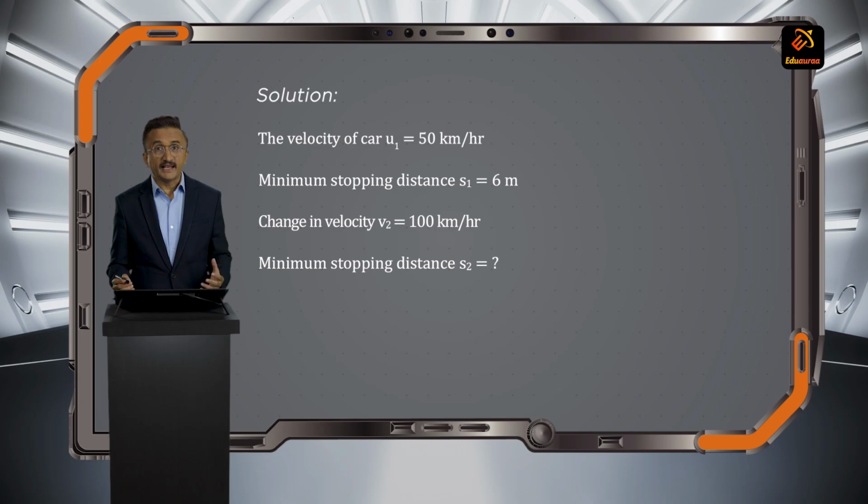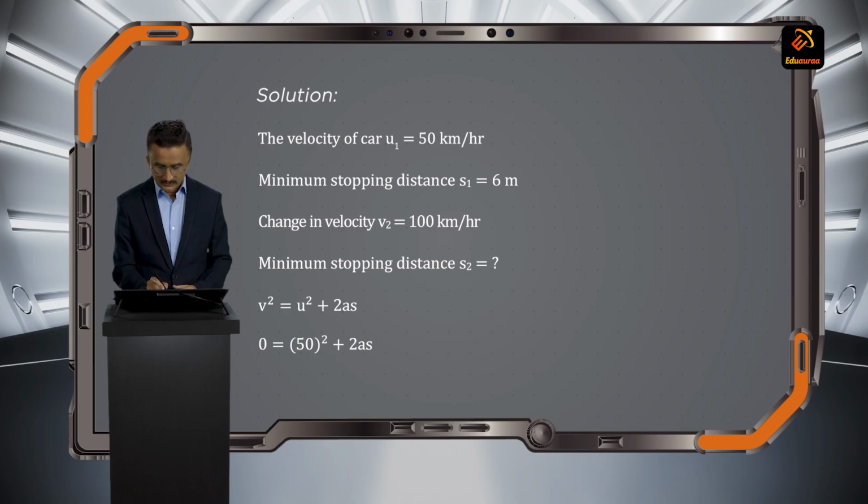Now if the car it is going to stop, the final velocity of the car is equal to 0. So now I can say by using the formula V square is equal to U square plus 2AS. So final velocity it is 0 is equal to U square, that is what? Initial velocity. So it is 50 km per hour. Okay. And 2AS. But the acceleration it is what? Negative. Okay. So V square is equal to U square. So it is 50 km per hour the whole square plus 2AS.